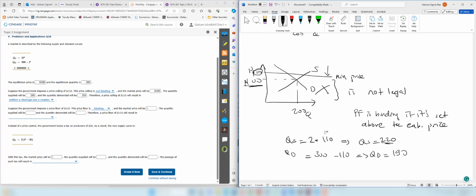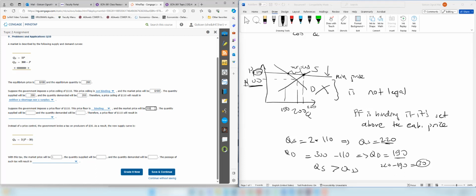And as you see, we have more supply than demand. QS is greater than QD. So we find these points here, right? This is 220. And here we find 190. And this is surplus. So let's find out the surplus. 220 minus 190, 30 units is the surplus. So let's fill out. Here the market price is going to be 110, the quantity supplied will be 220 and the quantity demanded will be 190. And because of this mismatch, we have a surplus.